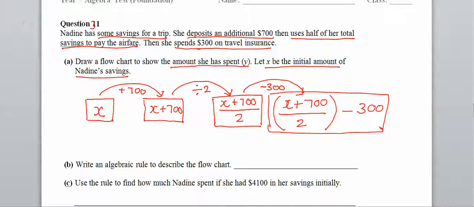Okay, so that's helped us make our rule. So write an algebraic rule to describe the flow chart. We want our rule to show the amount that she has spent for her holiday, which was Y. We got that from our question at the start, from question A. So Y, and then we were able to work out how she has spent her money in our flow diagram. So the rule is our last bit of our flow diagram, X plus 700 divided by 2, all in brackets, minus 300.